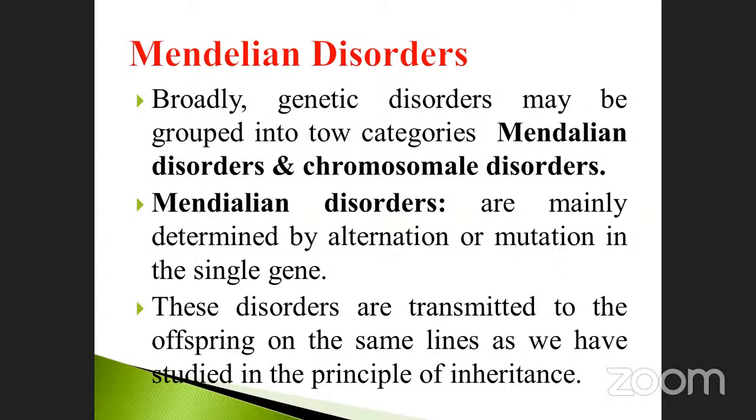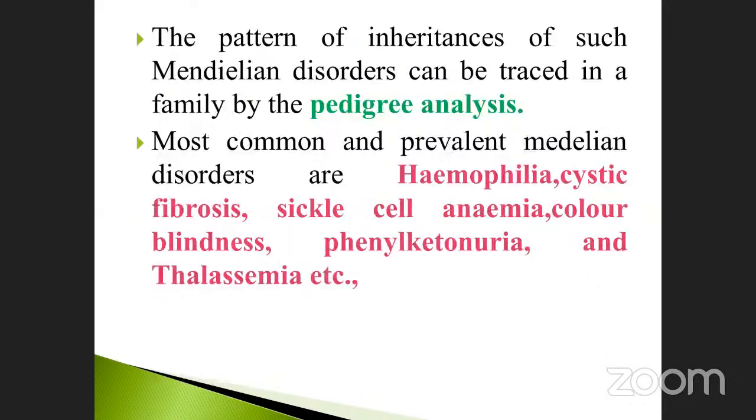It also impacts the next generation. It will be produced there. So what are the diseases? How can you identify them? With the help of pedigree analysis only. These are the things here: hemophilia, cystic fibrosis, sickle cell anemia. Which genes are responsible? How will it be?